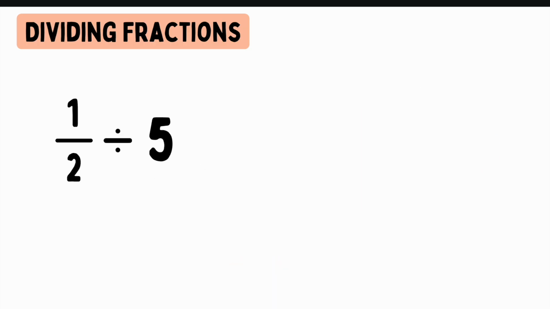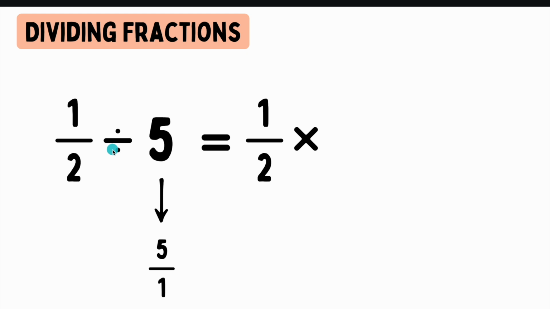1/2 divided by 5. Let's turn the 5 wholes into a fraction. We know that's 5/1. Now let's go ahead and keep the first fraction as is. We'll turn the division sign into a multiplication sign, and we will flip the fraction, so we will have 1/5. Now we can multiply straight across the numerators.